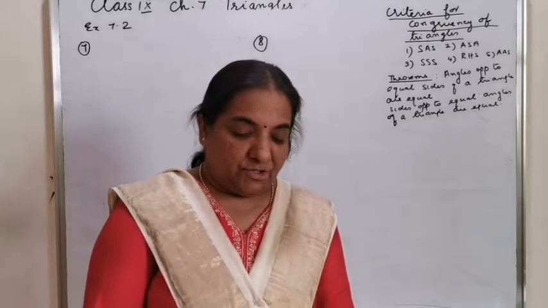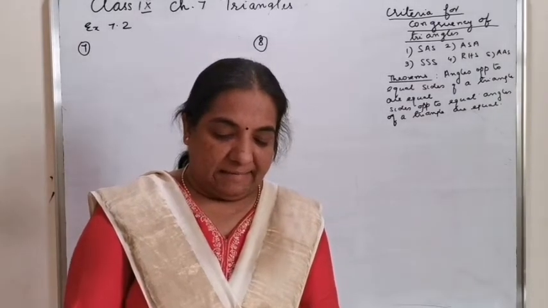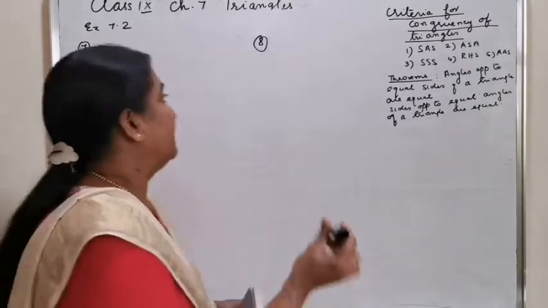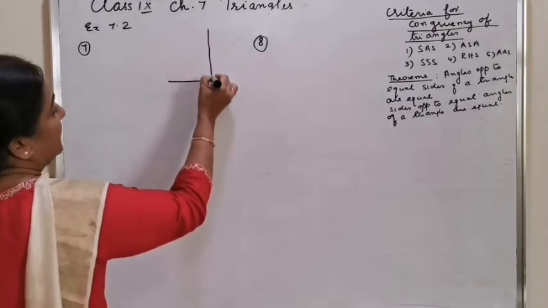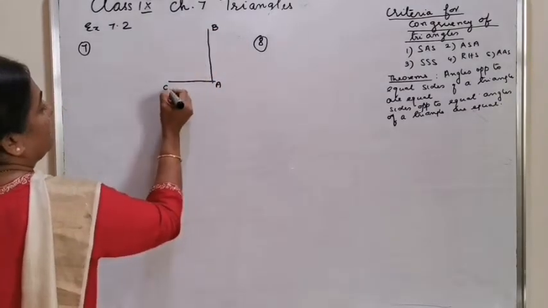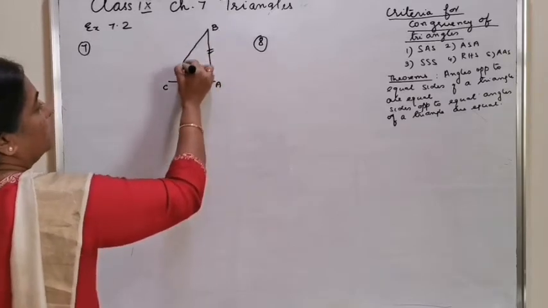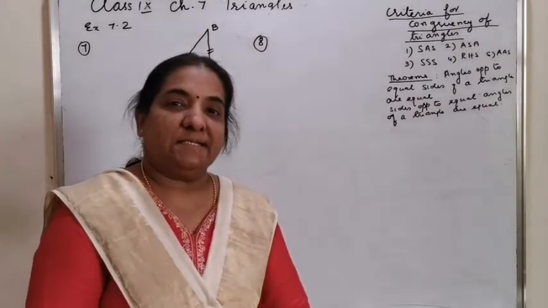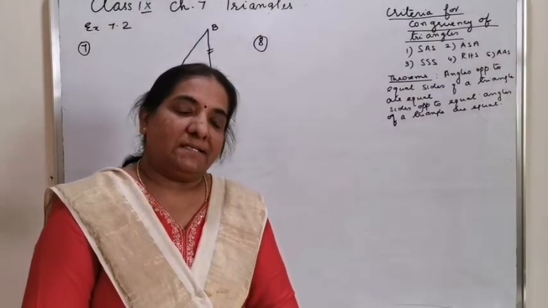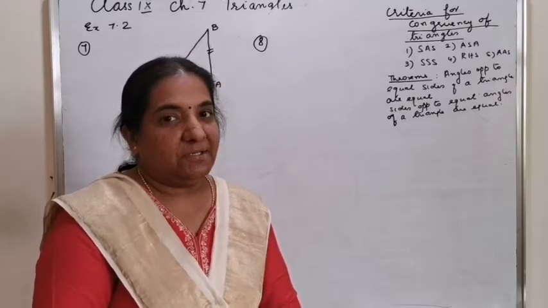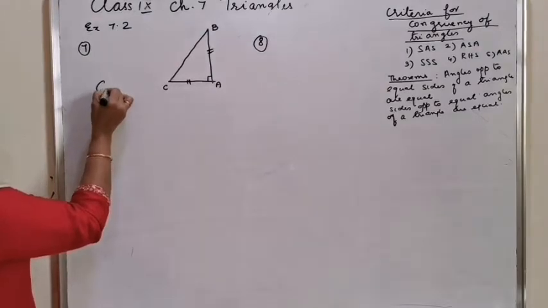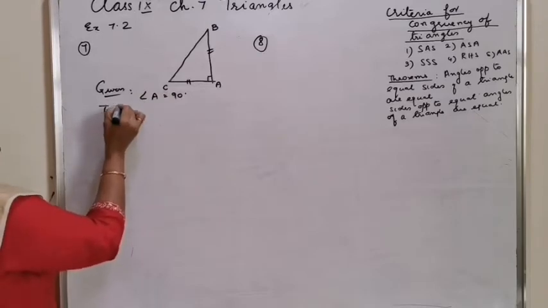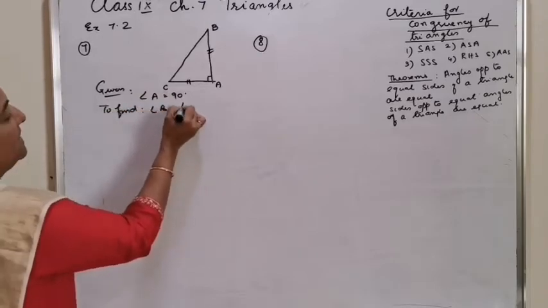Question number 7. Triangle ABC is right angled at A and AB is equal to AC. Find angle B and angle C. Can you say it orally? The answer is 45 degree each. Let's find out. What is given here? Given is angle A is equal to 90 degree. What is to find? Angle B and angle C.